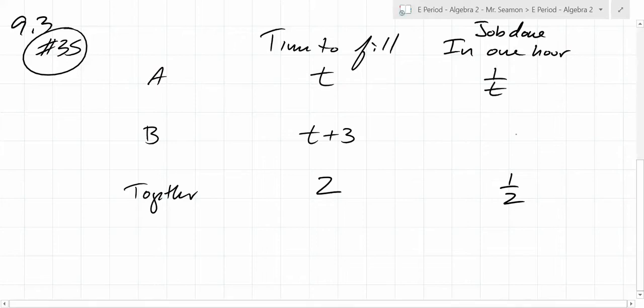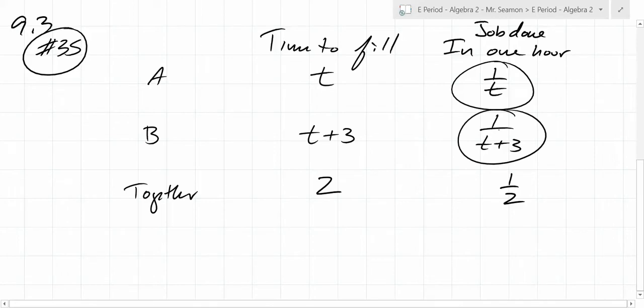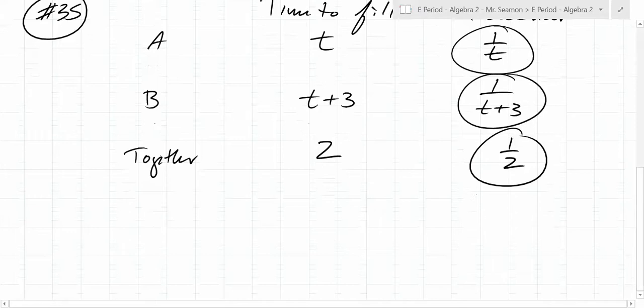And then what about this space right there? What's that going to be? 1 over T plus 3, exactly. So you know that pipe A can do 1 over T in an hour, pipe B can do 1 over T plus 3 in an hour, and together they can do a half of the job in an hour. So what equation can we write?